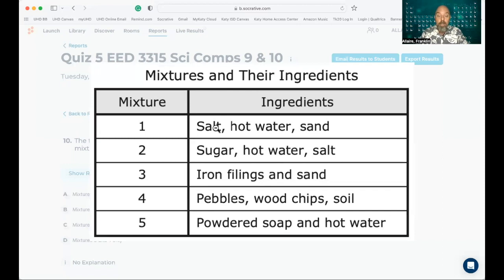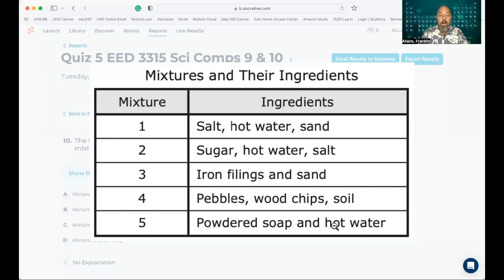However, salt added to hot water will dissolve, meaning that it changes its physical state from one form to another. So mixture 1 is going to be out. In mixture 2, both salt and sugar are going to dissolve in hot water. So similar to number 1, both of these items are going to be changing their physical state, and they will no longer be solids when they are mixed together.